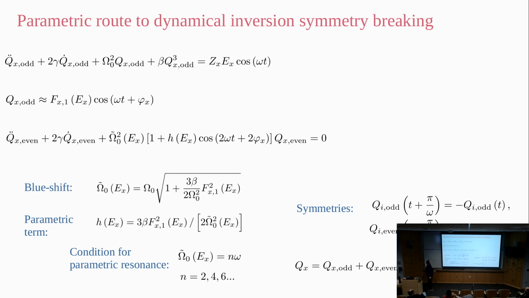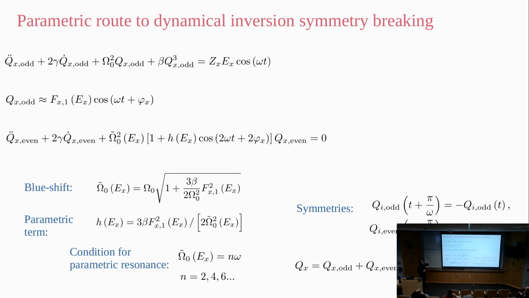And now you can ask, usually, this equation is not driven, so except for the parametric resonance, there will be no generation of even response, but there is a parametric resonance. And as we saw on the first slide, there is a condition for that. That should happen when the effective resonance frequency is equal to n times omega, the driving frequency, and there is no 2 here because I already wrote the 2 down in the cosine.